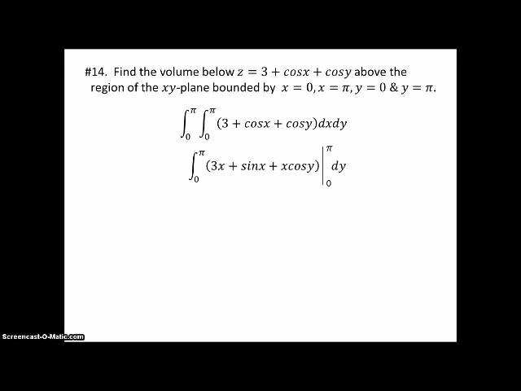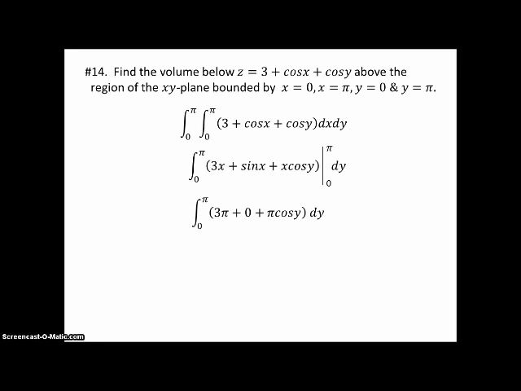And so the antiderivative of 3 is 3x, the antiderivative of cosine x is sine x, and in the last term we treat cosine y as a constant, and so it's just that times x. And then we put pi and 0 in for the x values and subtract, and we get 3 pi, and then sine x is 0 at pi, and then we get pi cosine y. And then when we plug 0 in for x, all three terms are 0, so it would just be minus 0.